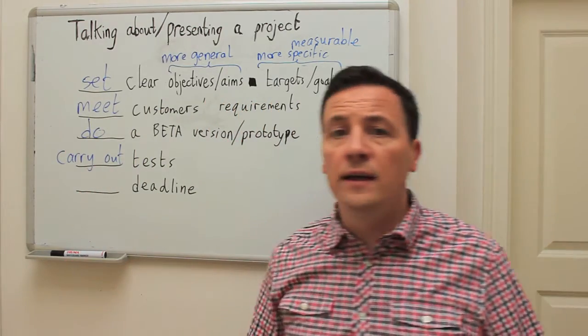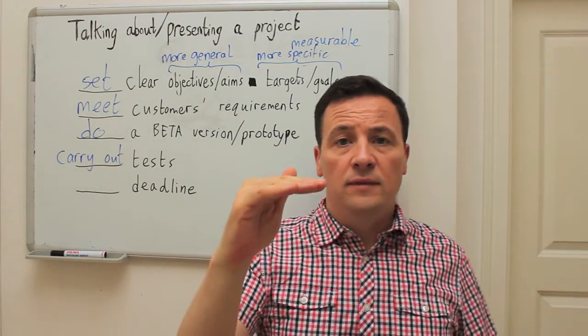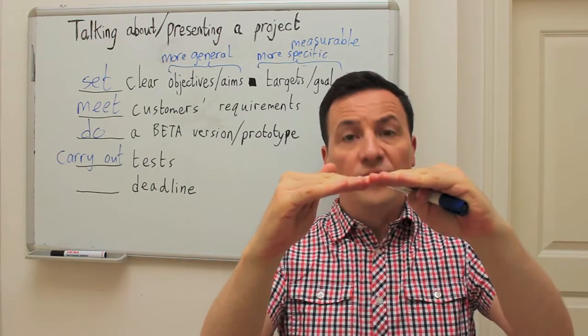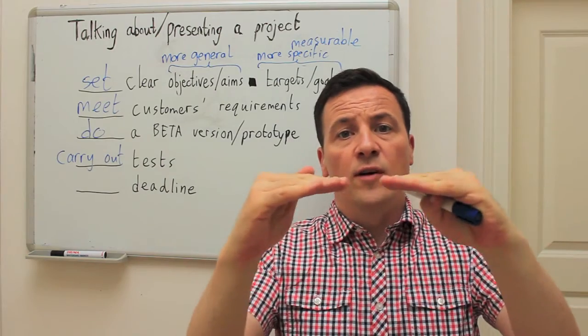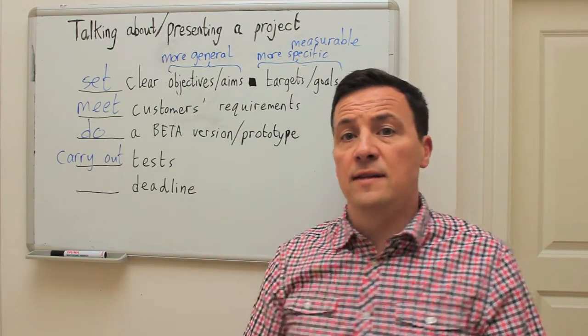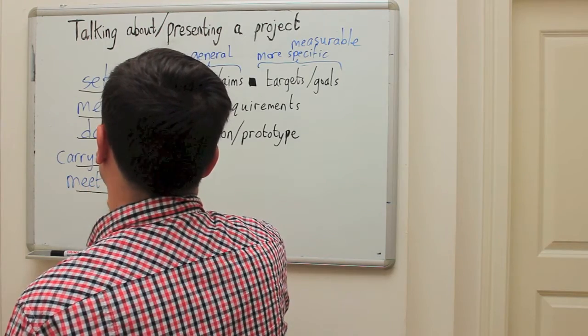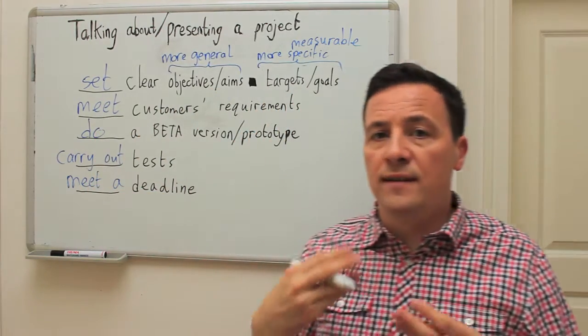And then finally, you always have a deadline. Let's say, for example, the 30th of September, and you need to finish on this date. So this verb here is meet. You need to meet the deadline.